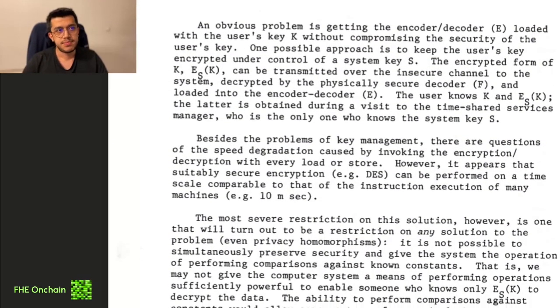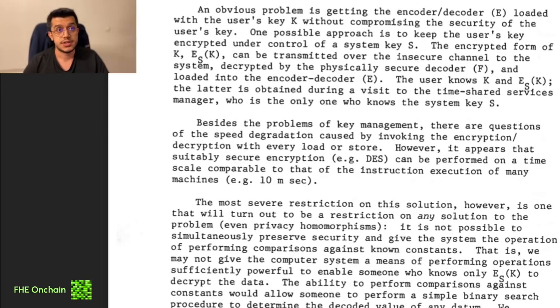So the obvious problem is getting the encoder-decoder loaded with the user's key K without compromising the security of K. One possible approach is to keep the user's key encrypted under control of a system key KS. The encrypted form of K, like E of K, can be transmitted over the insecure channel to the system, decrypted by the physically secure decoder and loaded into the decoder or encoder. This is a key exchange problem, obviously, and we need to keep in mind that this paper was written in 1978.